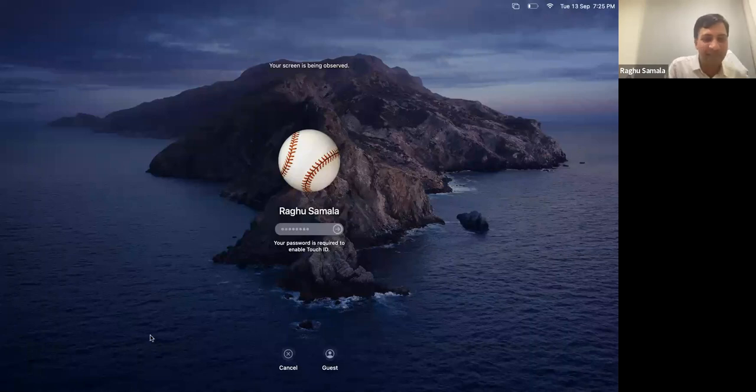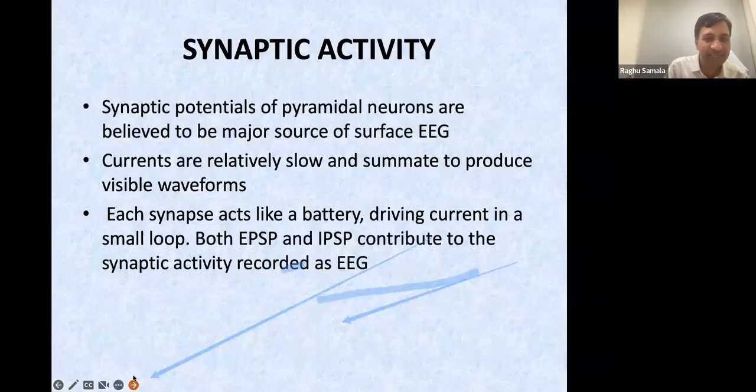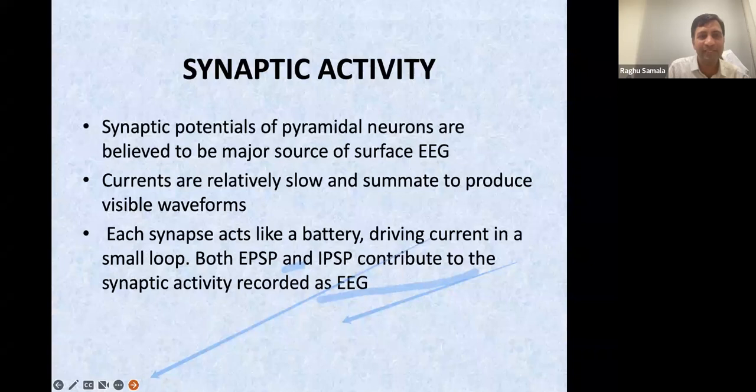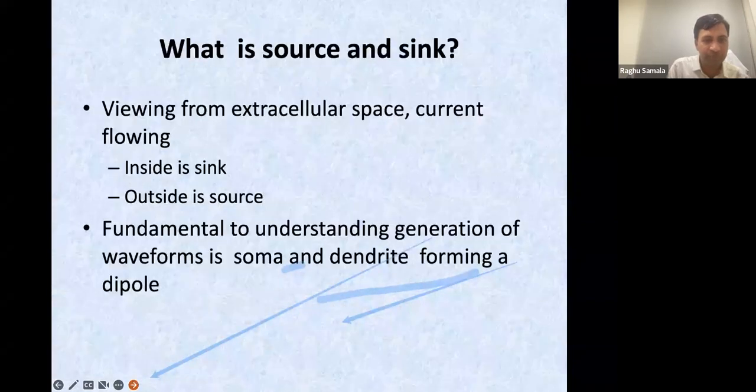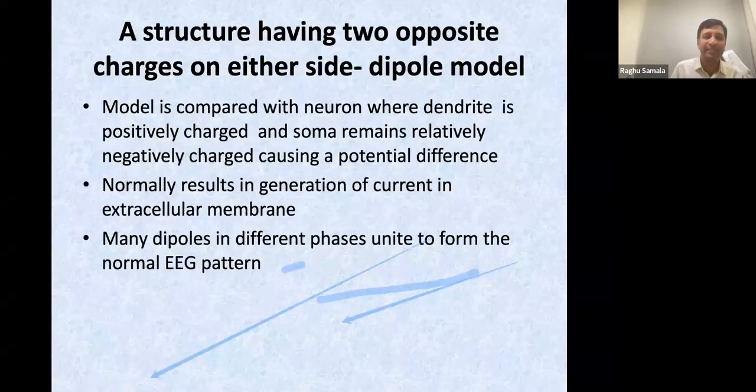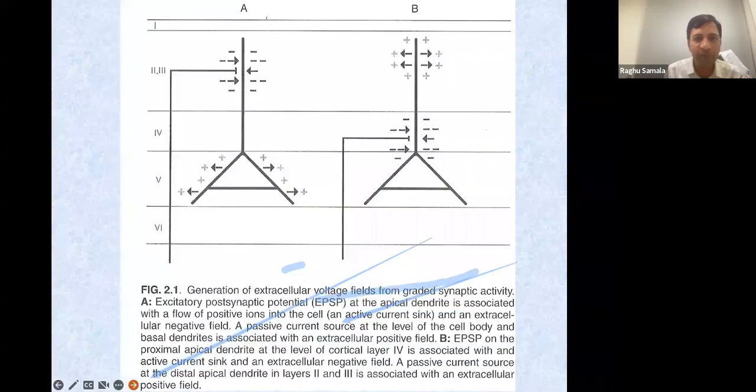Each synapse acts like a battery and the driving current forms a small loop. And yeah, you can see here, I wanted to show one diagram. Yeah, you can understand better here. Here you are seeing the two diagrams. One is A and the other one is B.